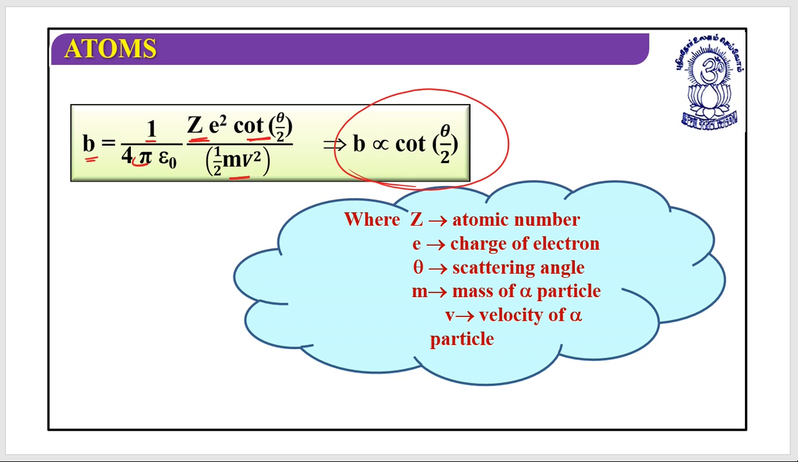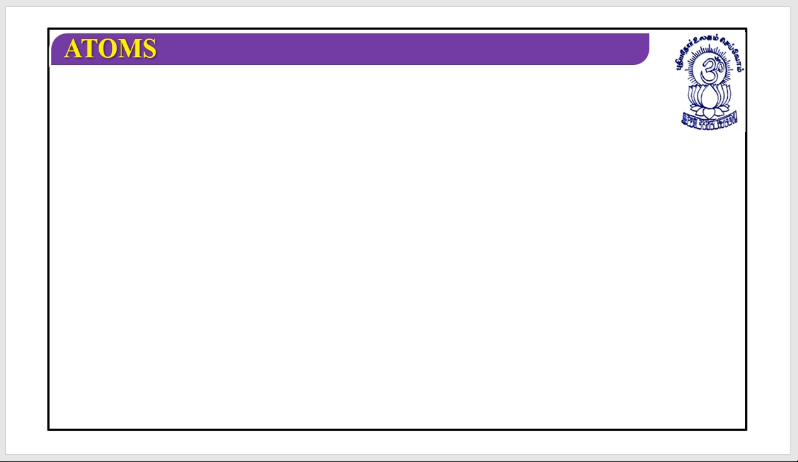Now in this relation, Z is the atomic number, e is the charge of an electron, theta is the scattering angle, m is the mass of the alpha particle, and v is the velocity of the alpha particle. I hope all this is clear. Is it clear? Great. Let's have some questions based on this theory.